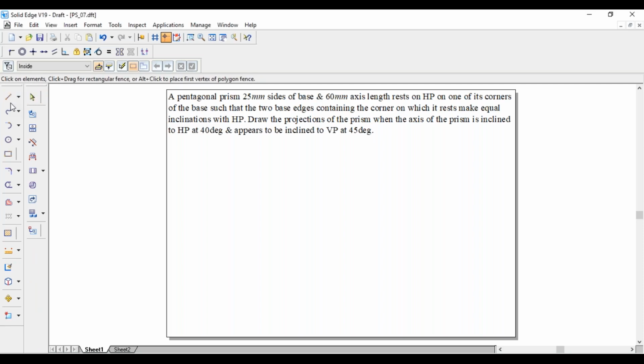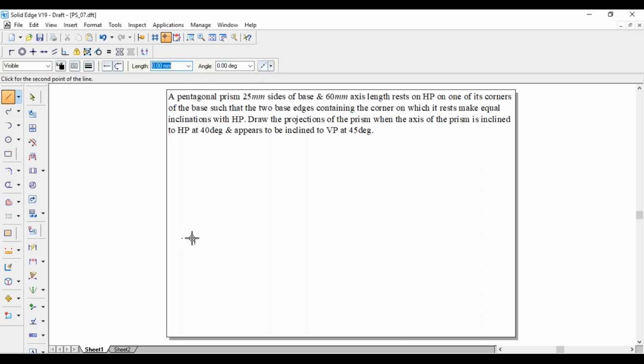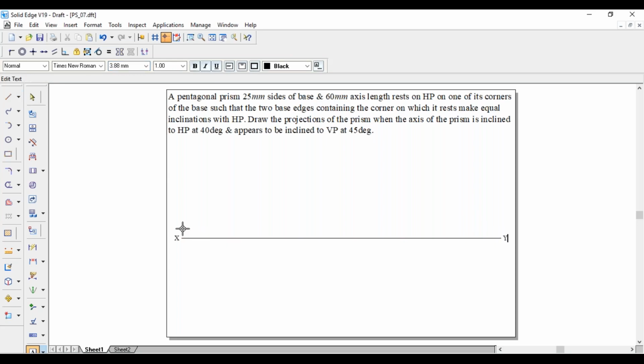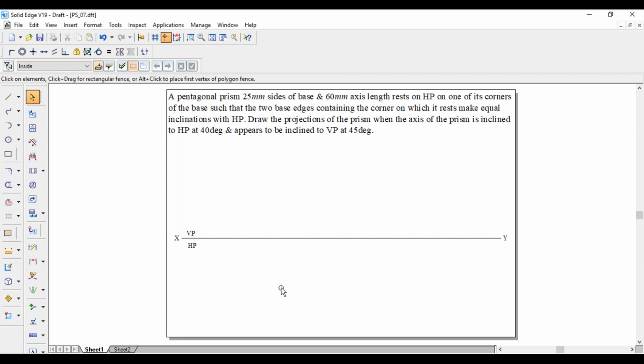Draw a horizontal line. Name it as XY, VP HP. Now construct a pentagonal lamina in HP. Make sure that the corner should come towards the right side. So 25 mm is the side.